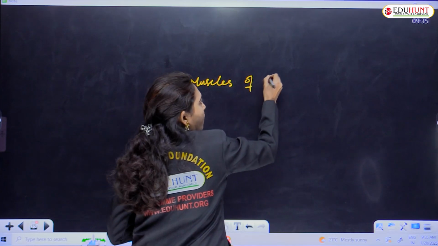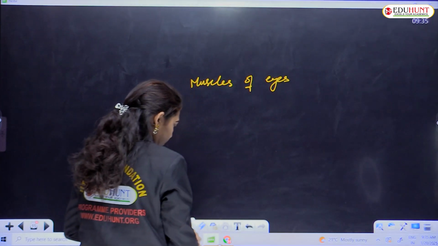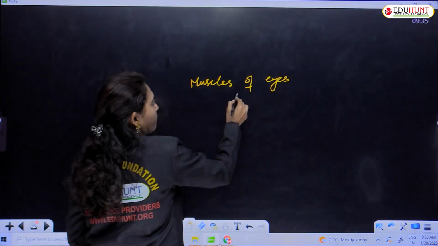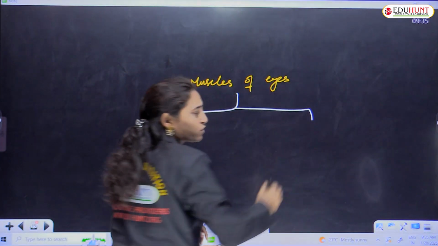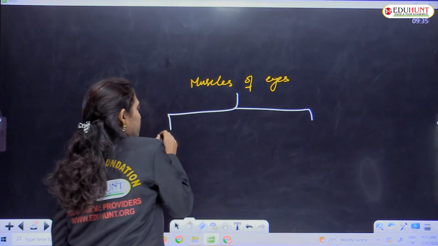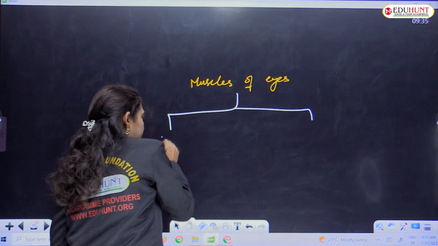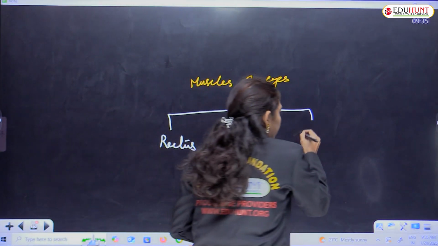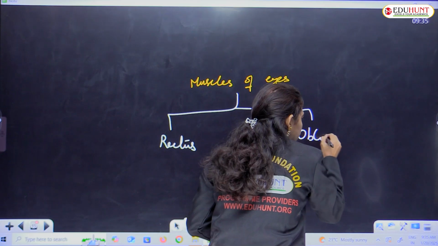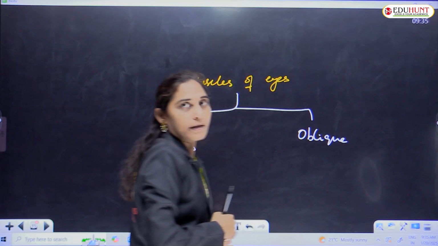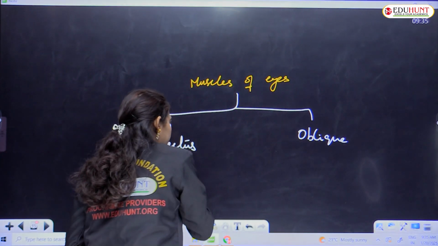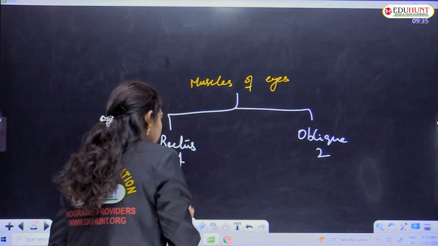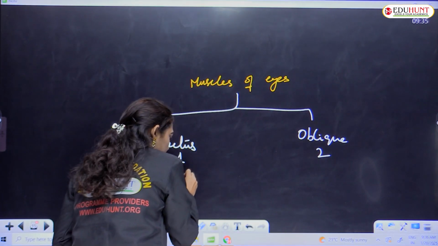Muscles of eyes. We have 6 voluntary muscles. Out of 6, first are rectus muscles, and second are oblique muscles. We have 4 rectus muscles and 2 oblique muscles.